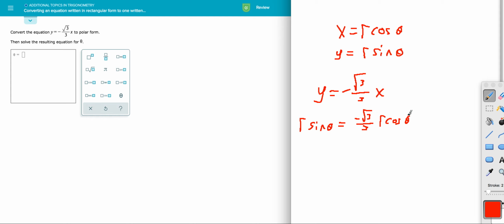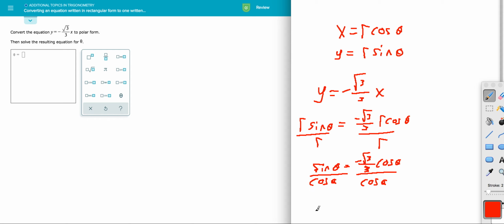So we've got the equation. It'd just be nice if we could clean it up. We have r on both sides, so divide both sides by r to get sine theta equals negative square root of 3 over 3 cosine theta, because the r's cancel out. And then sine and cosine go hand in hand if they're in a fraction, because that can give us tangent. So divide both sides by cosine theta, and you get tangent theta equals negative square root of 3 over 3.